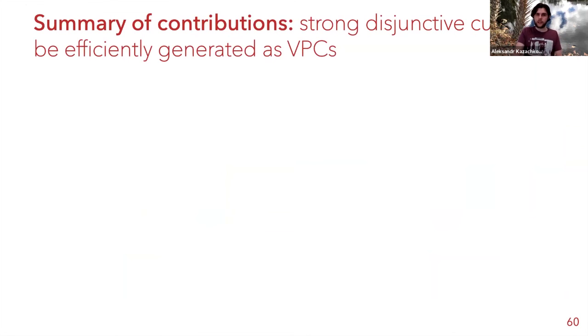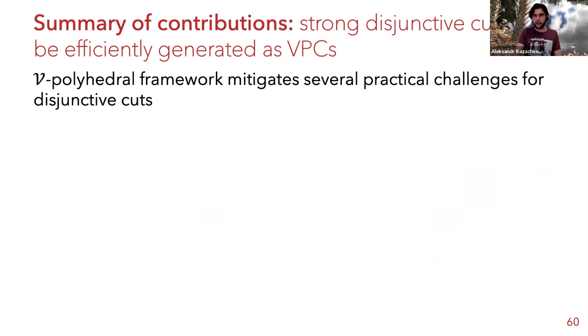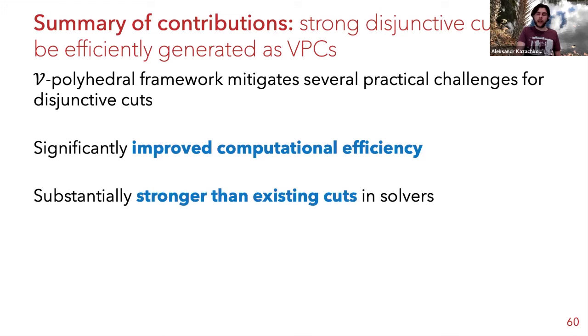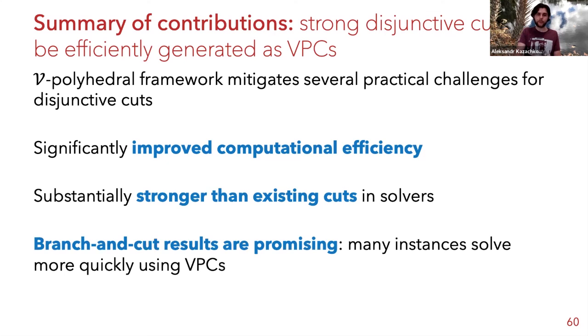Okay, so as a summary of the contributions of this section, we have this V-polyhedral disjunctive cut framework, for which we have a specific implementation, and it aims to mitigate several of the practical challenges for deploying disjunctive cuts. We have improved computational efficiency because we don't use the extended formulation that is used in lift-and-project cuts. And we know from these computational results, but also from theory that we haven't shown today, that these cuts are quite strong. And although I haven't presented it, we've also tested our cuts in branch and cut.